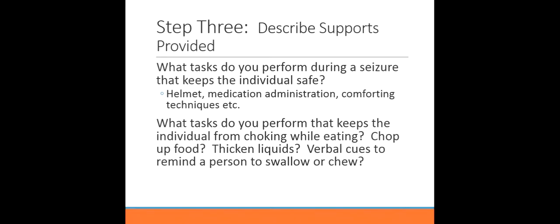If it's someone with a choking and aspiration risk protocol, are we giving verbal cues to remind someone to swallow and chew? Are we giving them a modified diet where we've chopped the food? Are we thickening the liquids? These are the things that we are doing to keep this person healthy and safe based on that health risk that they have or that medical condition that they have.